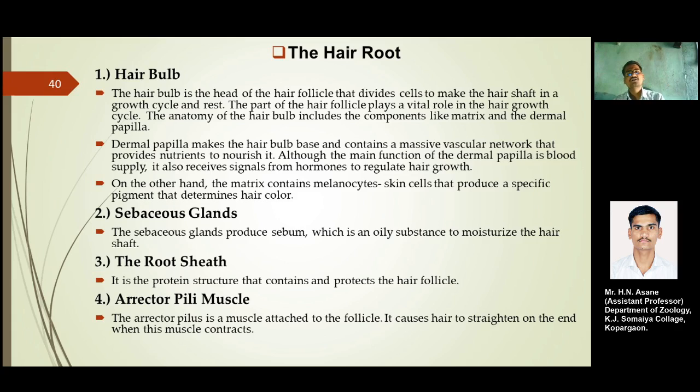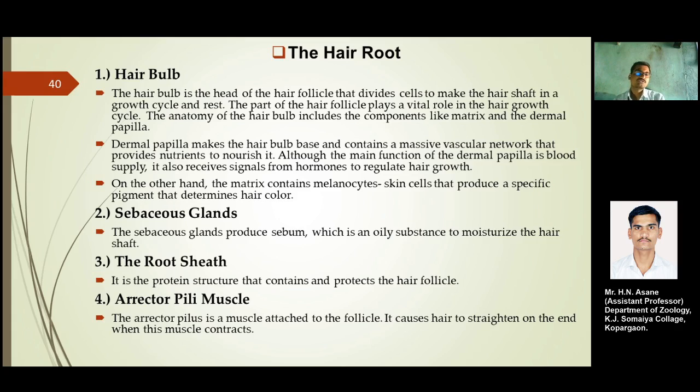The main function of the dermal papillae is blood supply, and it also receives signals from hormones that regulate hair growth. Okay, so the second main part is the sebaceous glands, which are attached to the hair root. The sebaceous gland produces sebum. As I said earlier, we have discussed the sebaceous glands and their oily secretions, which keep your skin nourished. It is the substance that moisturizes your skin.